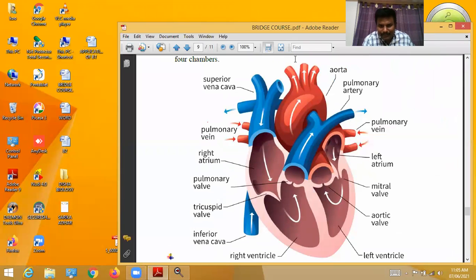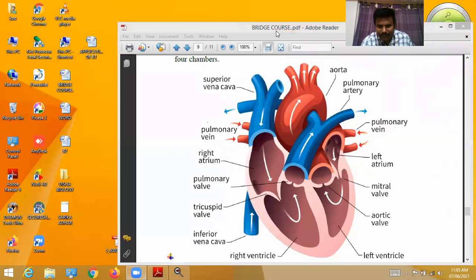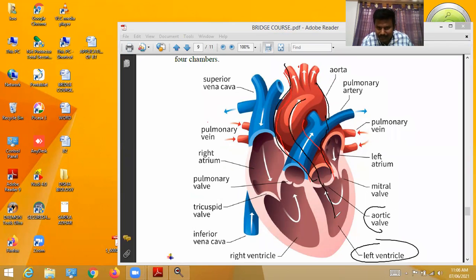See here, this is the aorta. This is the left ventricle. From the left ventricle, blood enters the aorta. Through this aorta, it goes to all the body parts. That's all.